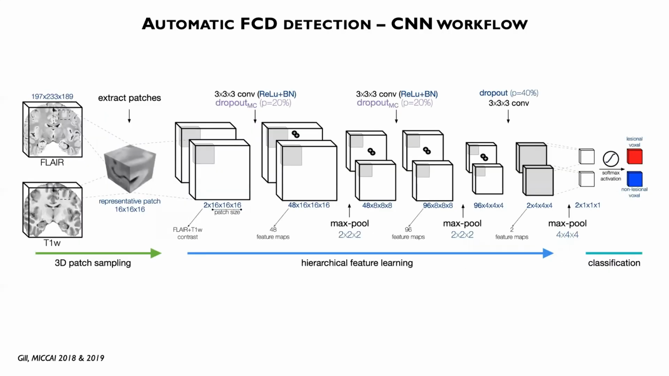This is the schematic representation of the workflow of our CNN. For each test subject, T1 weighted and FLAIR images are first partitioned into 3D patches, which serve as an input to the CNN. Through a series of operations at different depths or layers, the CNN learns features hierarchically from the multimodal patch dataset. Finally, voxels are classified into lesional versus non-lesional.